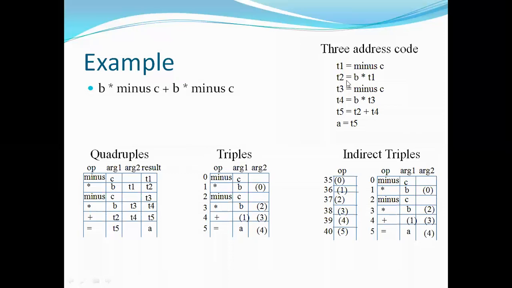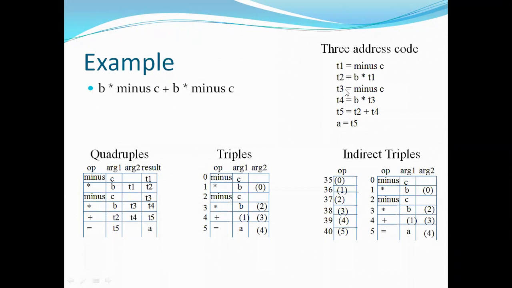Now going to the second statement, T2. In the RHS of my second statement I am having 2 operands. That is B, on the left, so argument 1 is B. Argument 2 is T1 and the operator is star. That is star, B, T1. And it is stored in the resultant variable T2. T2, right? Is it clear now?